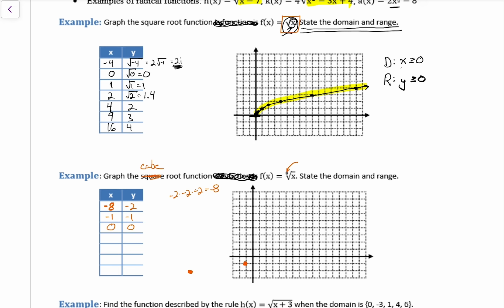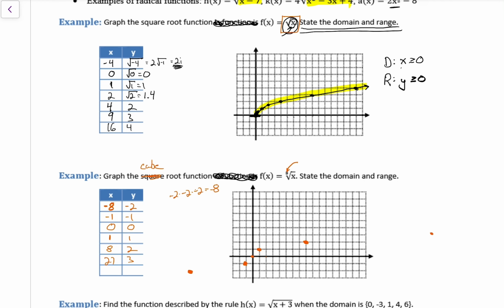Cubed root of 0 is 0. Cubed root of 1 is 1. We'll go to 8 again. Cubed root of 8 is 2. And the next perfect cube, so 8 is 2 times 2 times 2. If we do 3 times 3 times 3, it's 27. So we would have the point 27, 3. Again, that's not going to fit on this graph that I have, so it would be way out here.